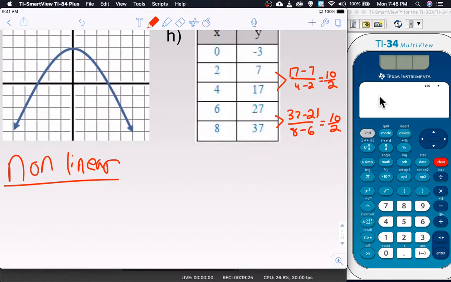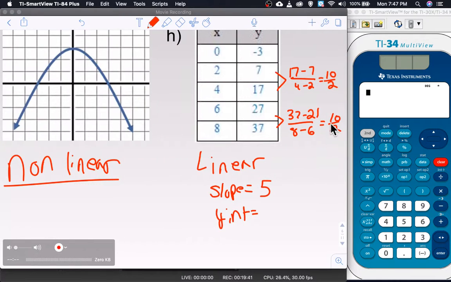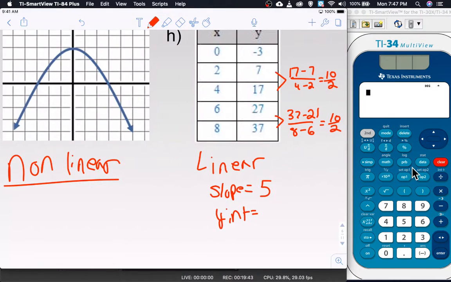So if it's linear, we were supposed to find the slope and the y-intercept. If you didn't do that yet, could you please pause the video and do them real quick? Find the slope and the y-intercept. If you did do it, you should have found the slope is 5. That is 10 over 2 simplified is 5. And the y-intercept is negative 3. That is right here, because that's when my x value is 0.